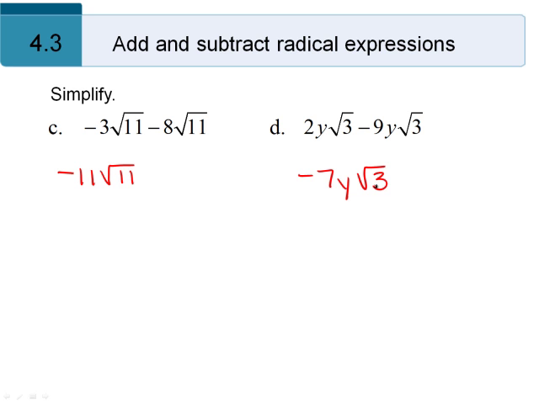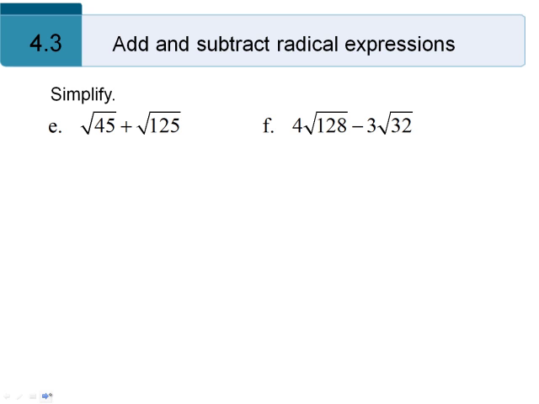So notice on all these, the radical part does not change. It's just like combining like terms. The variable part has got to stay like it started. So that square root of 3, like it started, stays the square root of 3. Okay? All right, so now we get to the ones where it's a little bit more involved. Okay, so we have the square root of 45.